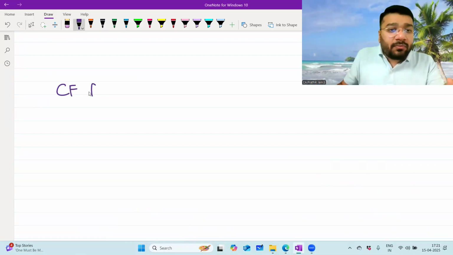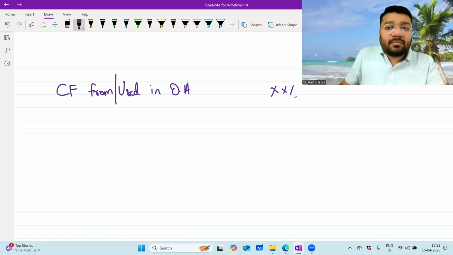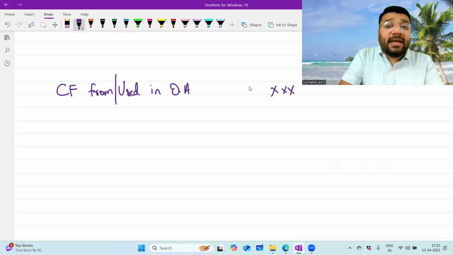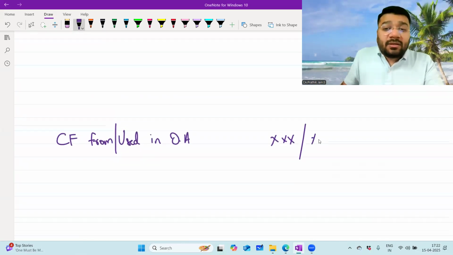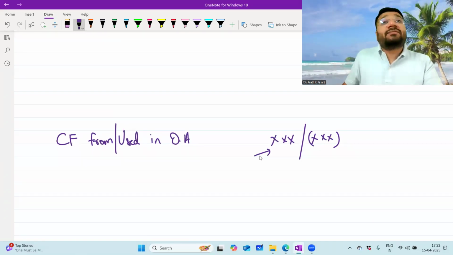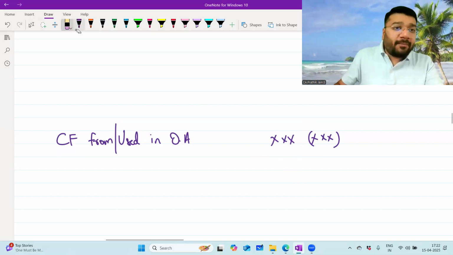Cash flow from or used in operating activity. If the answer is positive, it is cash flow from operating activity. Negative means cash flow used in operating activity. When does it become positive? Inflow is more, outflow is less. When does it become negative? Outflow is more, inflow is less. Have you learned it by heart or do you know it logically?